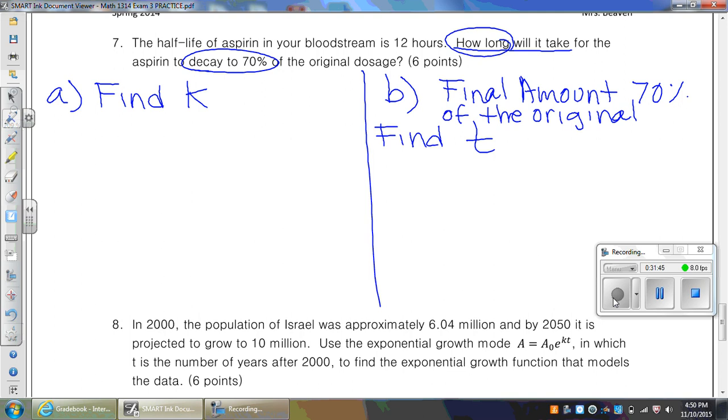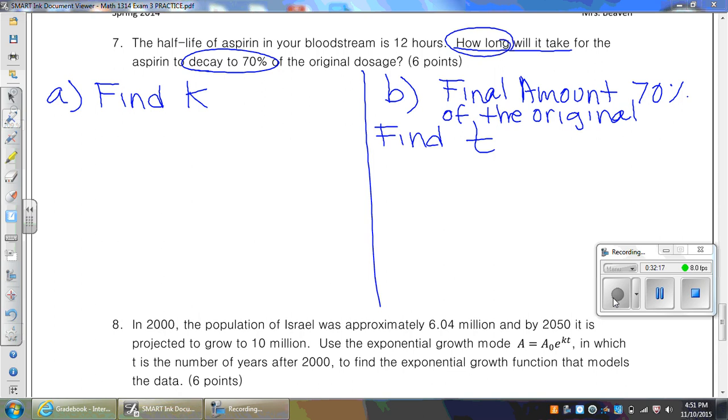Okay, 12 hours is the half-life, right? So would it be at 50% of its original dosage after 12 hours? Yes, correct. So if you're taking an aspirin that is 10 milligrams, after 12 hours you will still have 5 milligrams in your body. Can we get... No, don't try to take shortcuts here. Don't, because you will not get full credit.